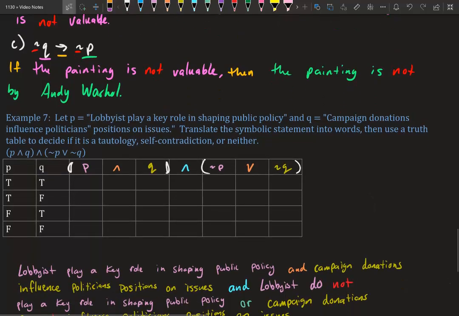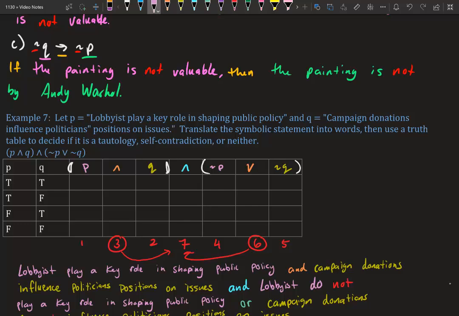Alright, so we always do parentheses first. So 1, 2, connector last. We have another set of parentheses. So 4, 5, 6. And the last one is the connector between the parentheses. So to get the last one, we're going to be looking at 3 and 6 because 3 simplifies the left side, 6 simplifies the right side.